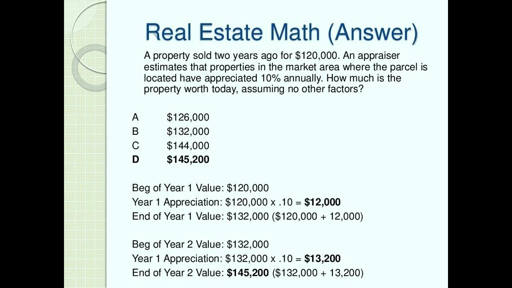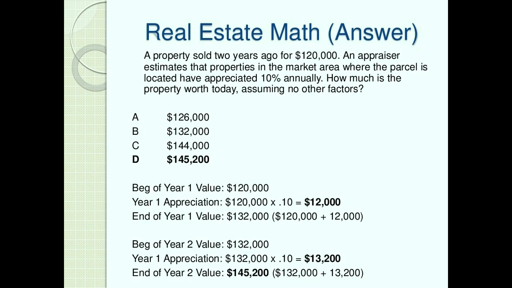You got to take the 120, do the 10%, get the 12,000 and add that now to the value, because that's the new value at the end of year one. And now you start with the 132, the 132,000, and put the 10% on top of that amount. So you get 13,200 in the second year, not just 12,000, you see.